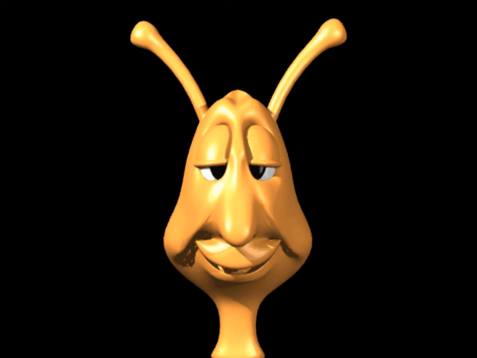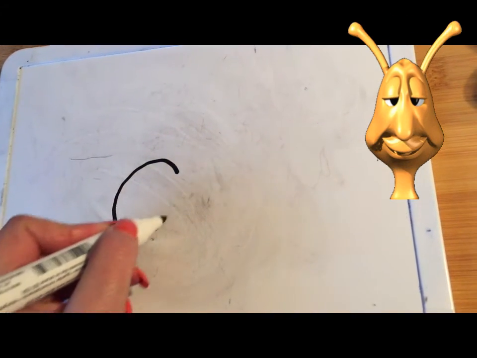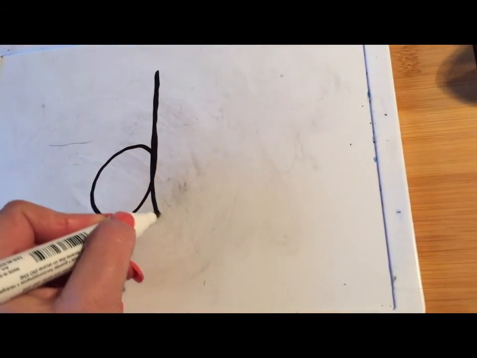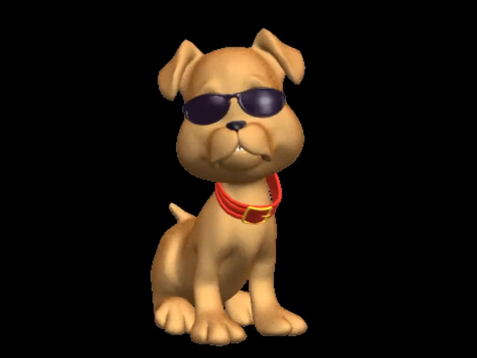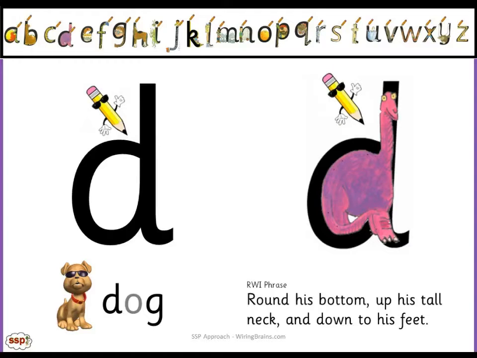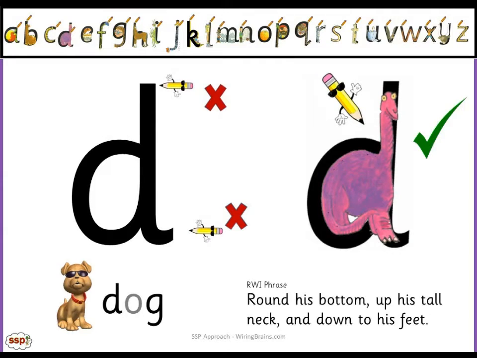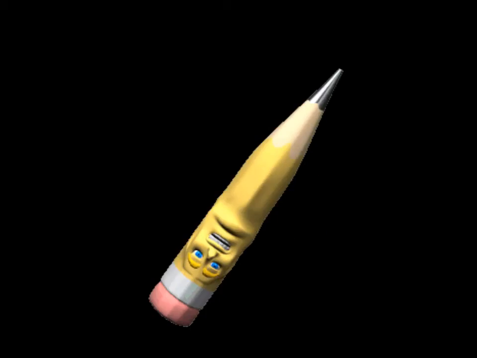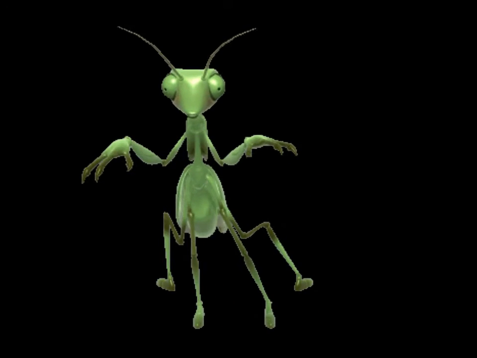Monster d. D, dog. Round his bottom, up his tall neck and down to his feet. Round his bottom, up his tall neck and down to his feet. Rub it off. Are you ready?